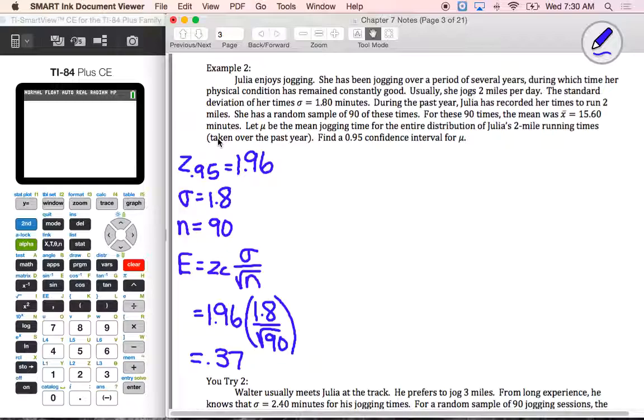So now we have to plug it into our confidence interval. So we do x bar minus E and x bar plus E. Now in our problem, they tell us the x bar is 15.6.